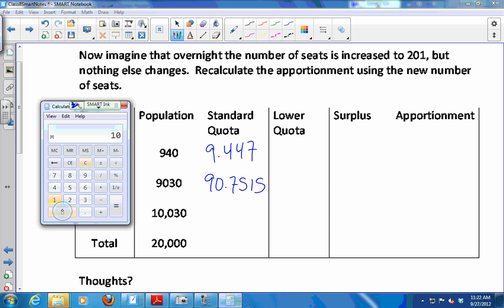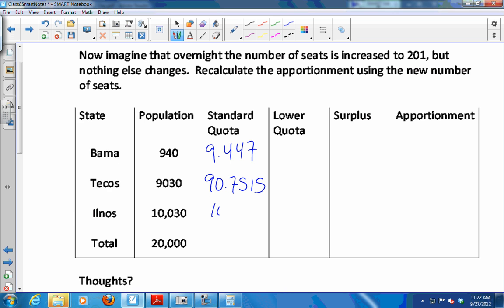Then 10,030, 100.8015. So when I add these three up, I'm going to get a total of 201. There's 201 seats now.